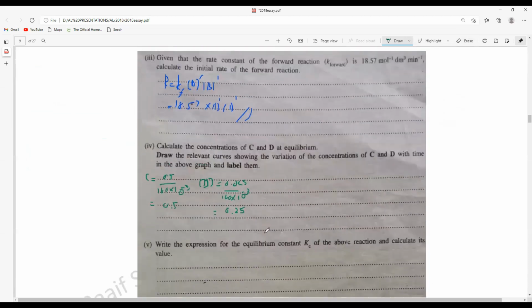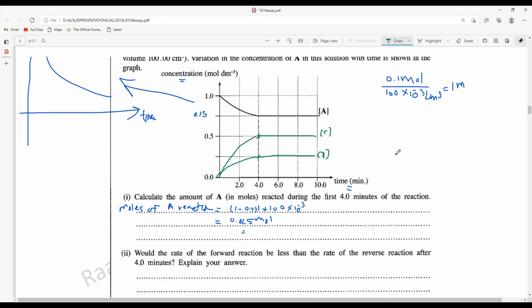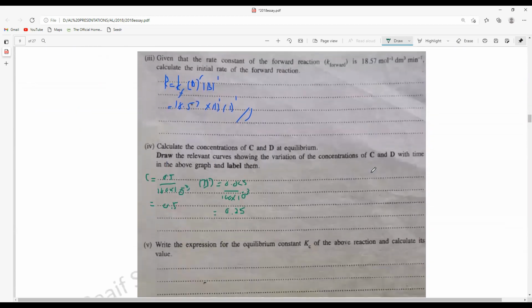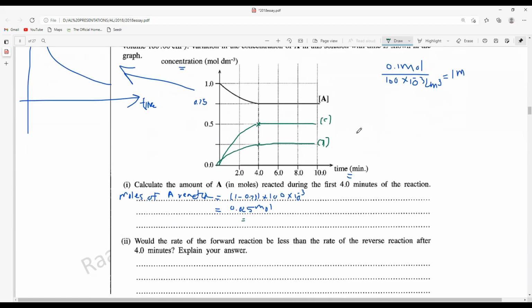And then for D, it is 0.25. So it is just in the middle of 0.5 and 0.0. So it should be like this. And D is also increasing, so it should be like this. So this is the concentration profile for C and D. So this should be the graph that should be in your answer script. Okay, so you can draw it again. In fact, you don't need to draw it again because this is structured, say, question, so you can just plot here.